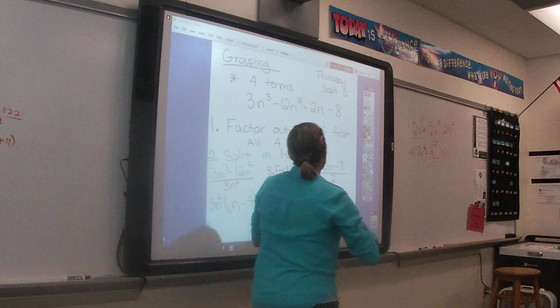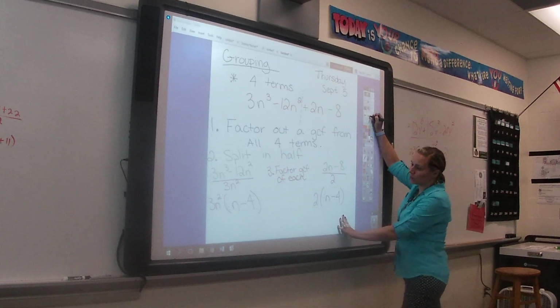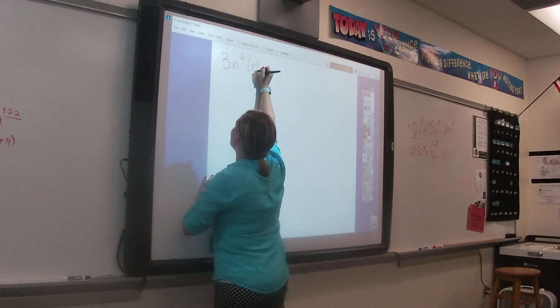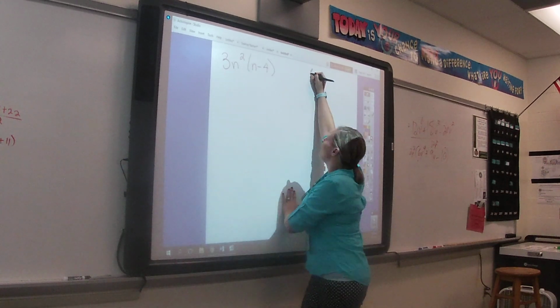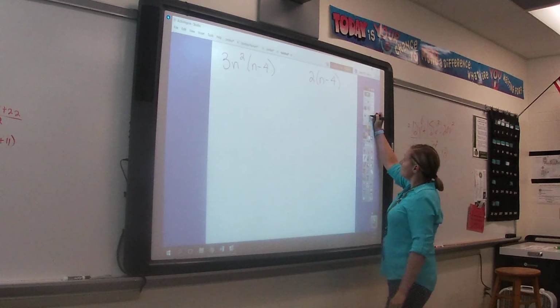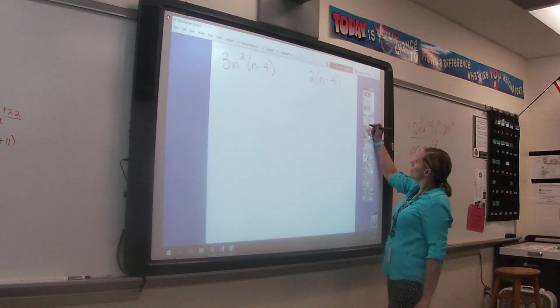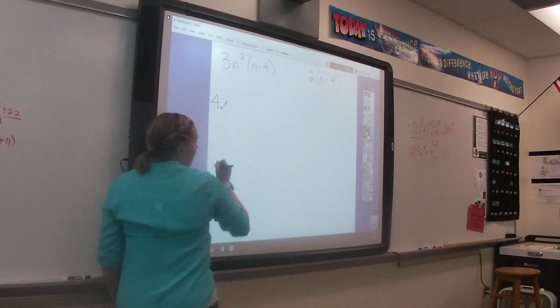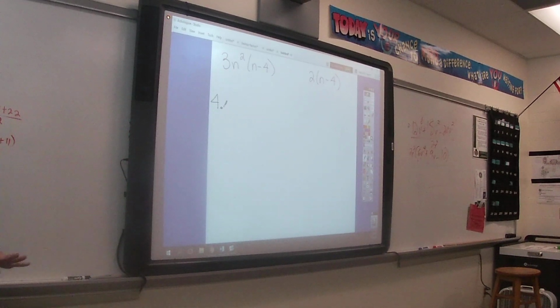We all have this written down? Okay, so I'm going to flip the page and rewrite because I need to flip the page, but you don't need to. So we have a 3n squared and an n minus 4, and we have a 2 and an n minus 4. Yes. Okay, for our fourth step.